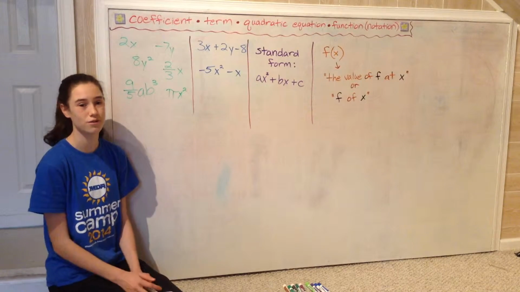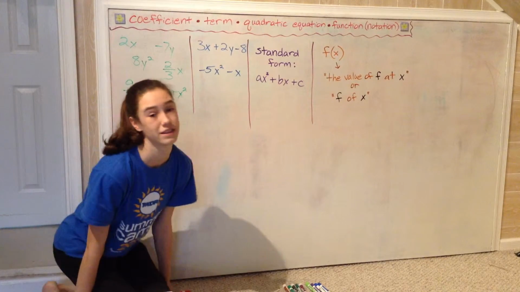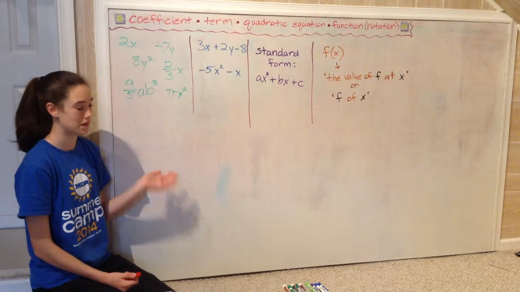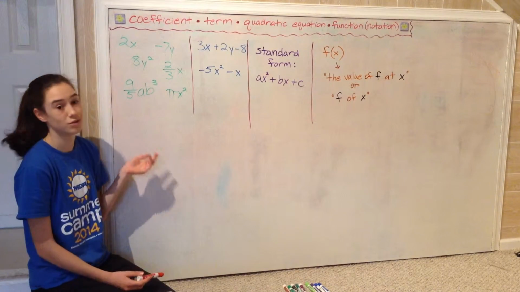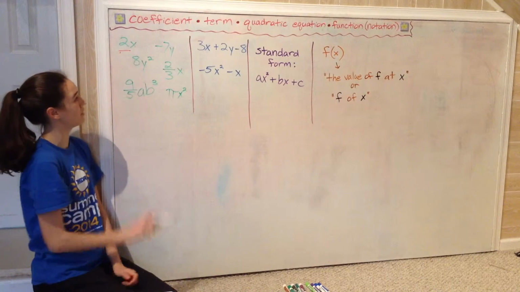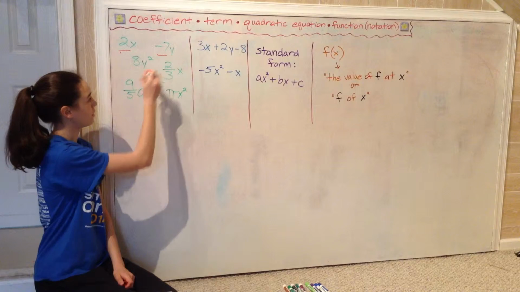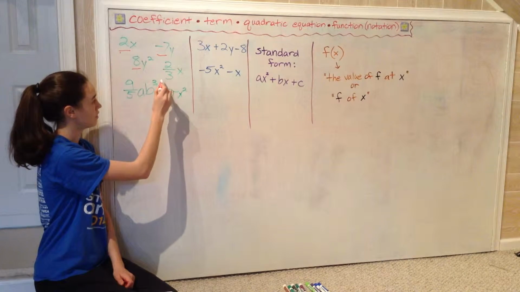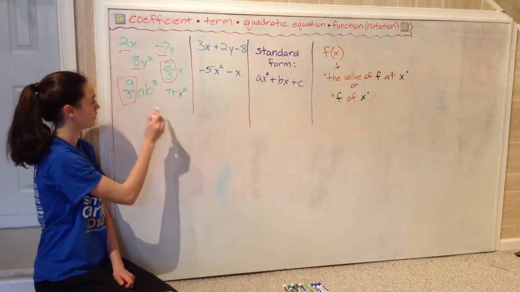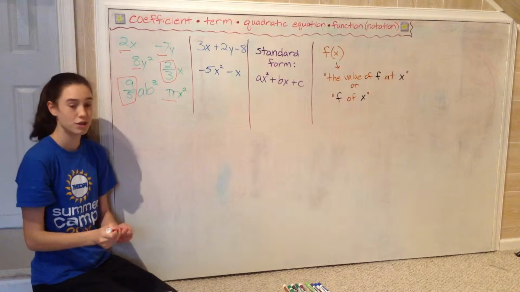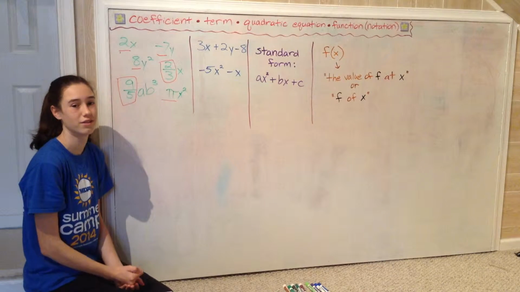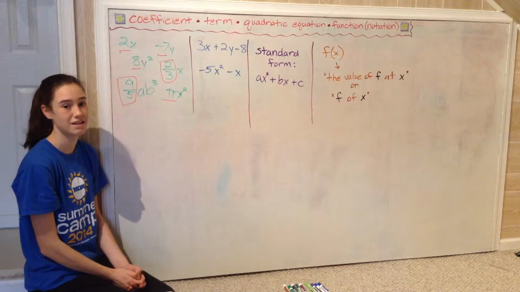So first I picked coefficient, which is basically the number in front of any variable or letter that you can use. So I gave you some examples. So in these, 2 would be the coefficient, -7, 8, 2/3, 9/5, and pi. You could tell that all these are the coefficients because they are numbers in front of the x or y in this case.